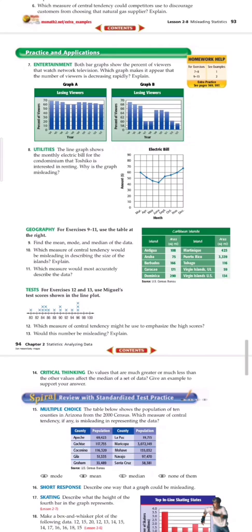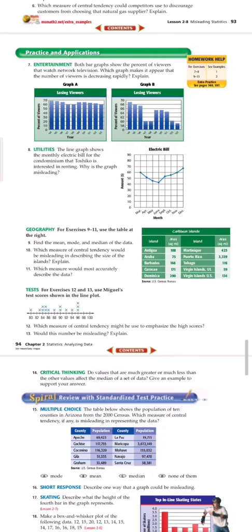Geography. For exercises 9 to 11, use the table at the right. 9. Find the mean, mode, and median of the data. 10. Which measure of central tendency will be misleading in describing the shape of the island? Explain. 11. Which measure will most accurately describe the data?